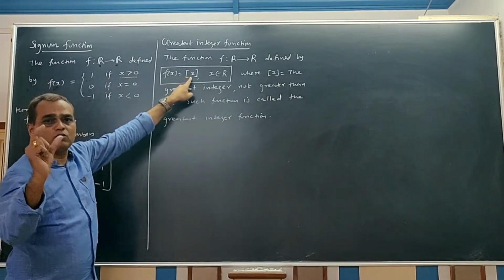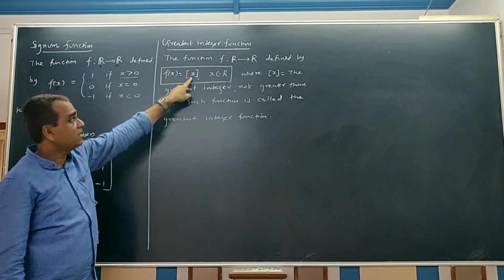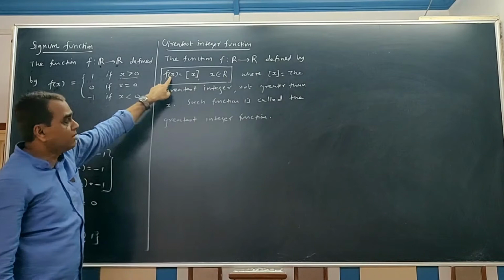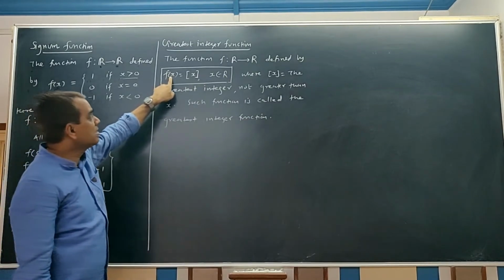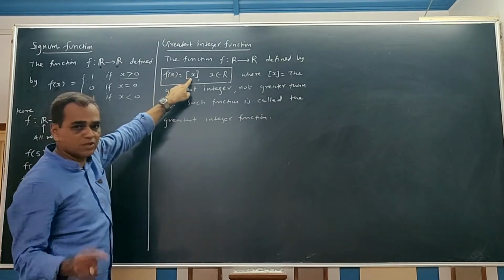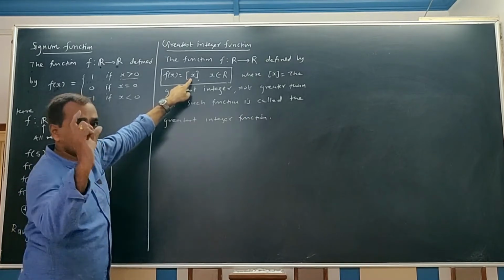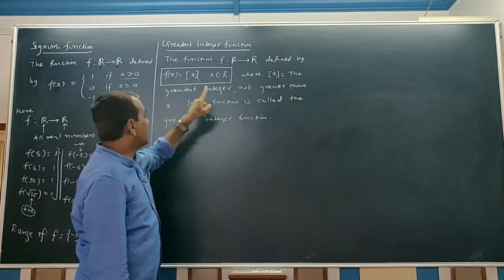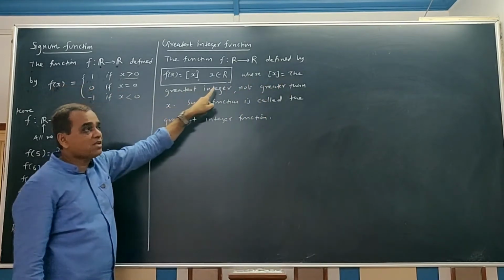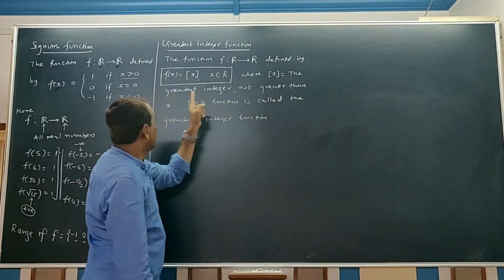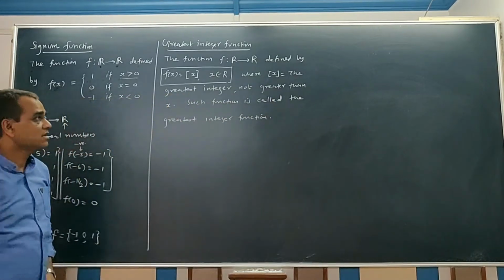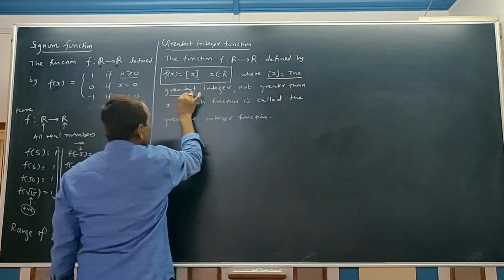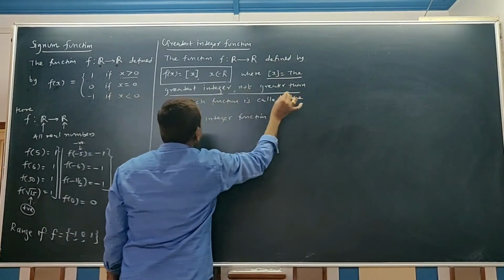It's a type of machine. If you keep any real number x from the set of real numbers, the number comes into this box. The machine keeps that number in the box. Now what does the box do? Box of x is equal to the greatest integer not greater than x.